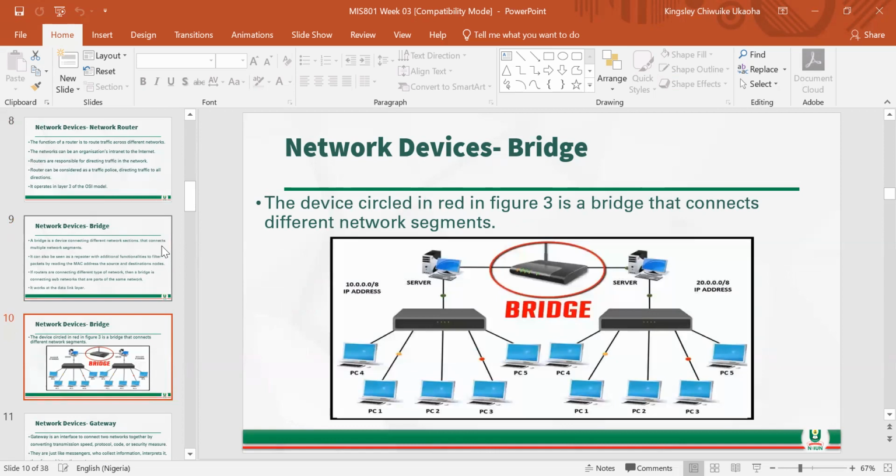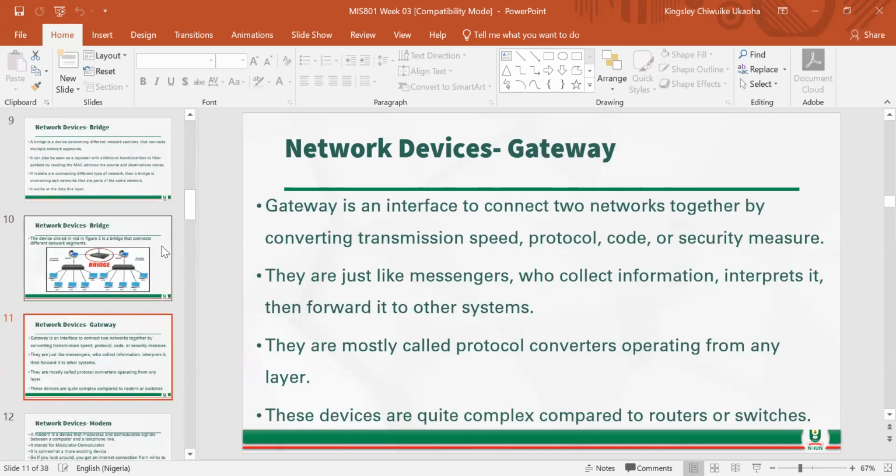Then we check another device we call gateway. Gateway is an interface to connect two networks together by converting their transmission speed, protocol code, or security measure. They are just like messengers. What they do is to collect information, interpret that information, and then forward it to other systems. Gateways are mostly called protocol converters operating from any layer. These devices are quite complex compared to routers and switches.